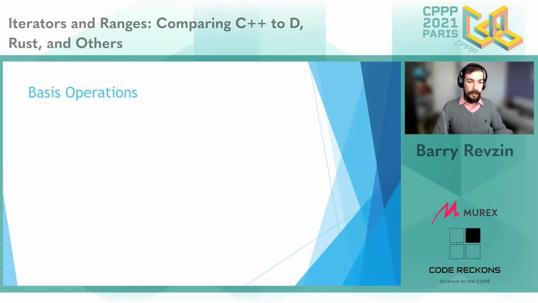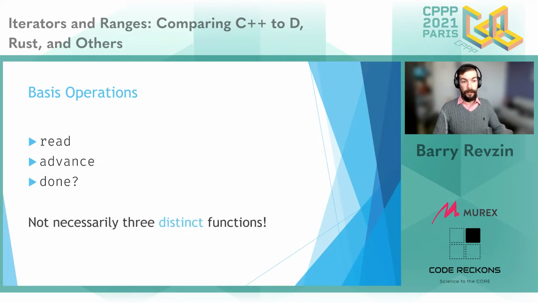When I was thinking about this, the way I approached naming these basis operations is that we need a read operation. We need some way of accessing what is the next element in the sequence. We need an advance operation, because it's not very interesting if all you get is the same element over and over again. And you need some kind of done operation. You need some way to know when the sequence has been exhausted, so you can move on and do something else. It's important to note that these aren't necessarily three distinct functions, and we'll see several different examples of models that implement these operations in very different ways.